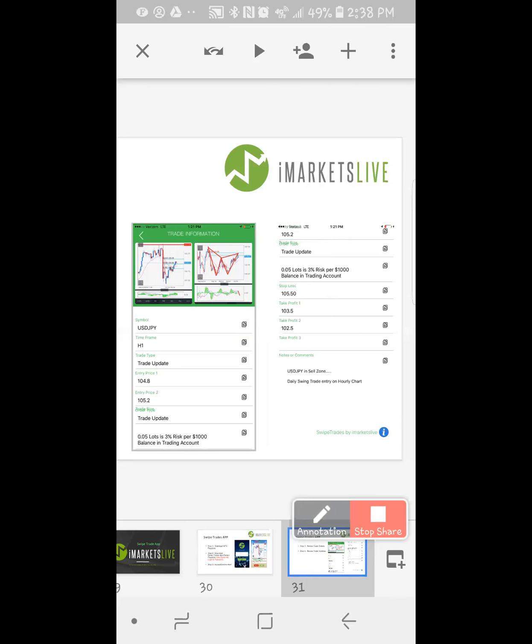And then it'll go over the take profit. Yeah, it kind of, they were trying to put it on the same page. That's okay. We can work through this. So in that left example, you see where it says entry price 2 and trade update.